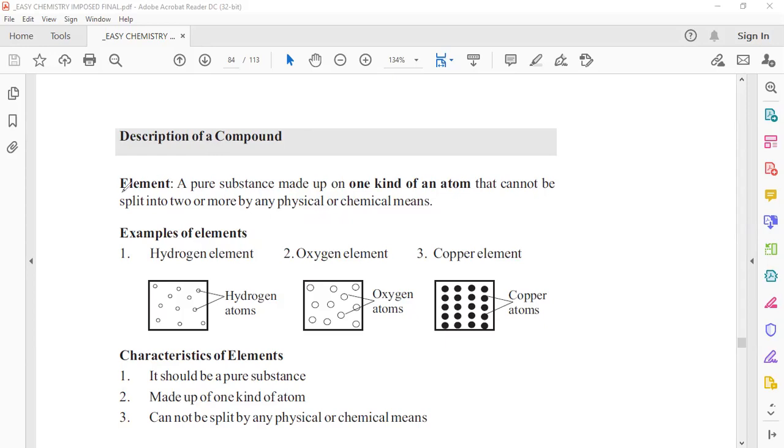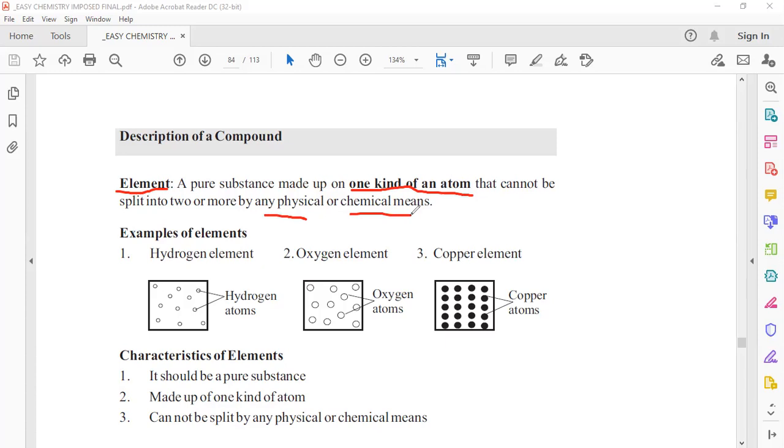So there is need for us to define what an element is. An element is just a pure substance that is made up of one kind of atom. We talked about this under atomic structure. An element cannot be split into two or more by any physical or chemical means. You can try any physical or chemical means, you cannot split this particular element.